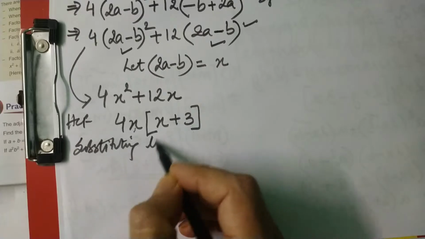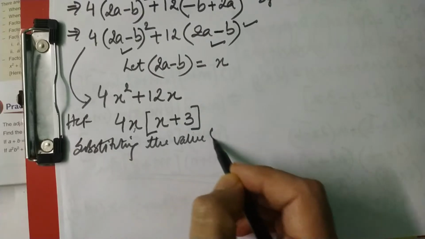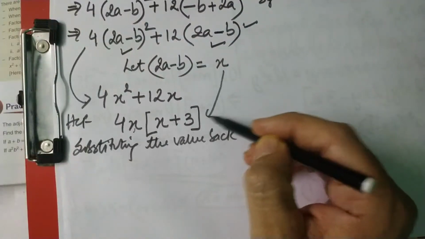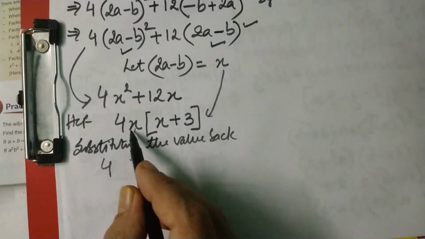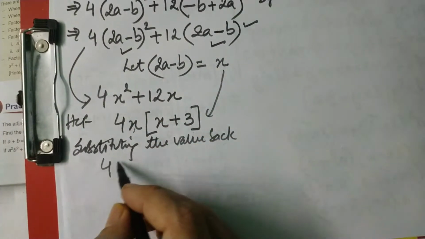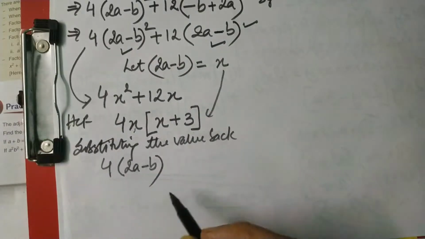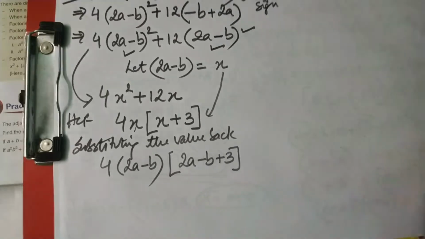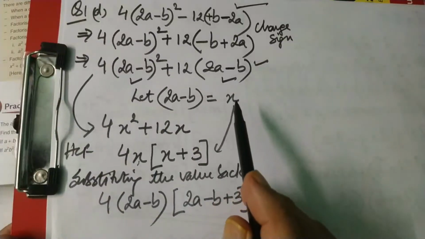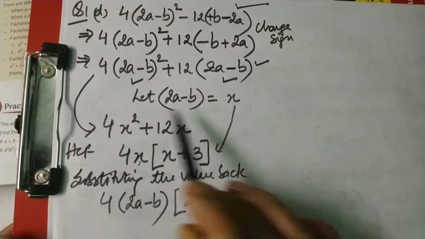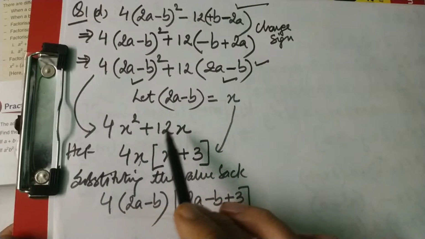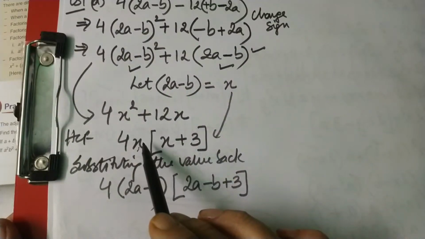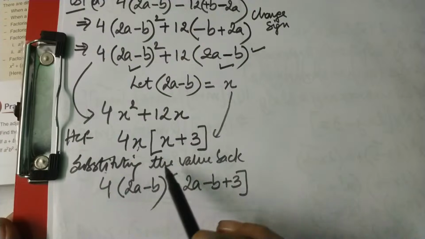Substituting the value back means putting the value back now. So what I had supposed, I will put back. So 4x means 4(2a − b) and (2a − b + 3). So what has happened here? I took x as this to make my working easy. It became 4x² + 12x, then 4x common and x + 3. Now in place of x, I have taken this. Now substituting the value back.